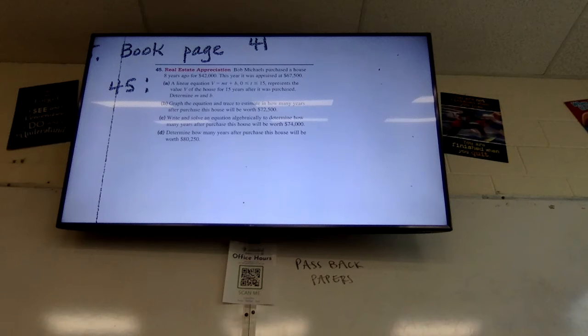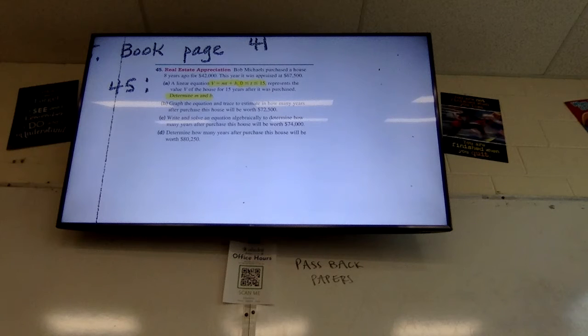Now it wants us to write a linear equation, B equals MT plus B, where T is between 0 and 15, represents the value B of the house for 15 years after it was purchased. Determine M and B. So we're going to use the information above to find M and B. It's going to be a linear equation. Do we know either M or B already? No. Okay, great. Let's write some points then.